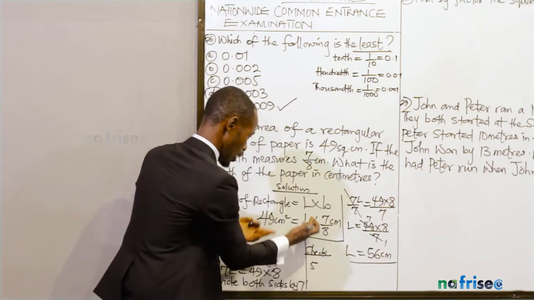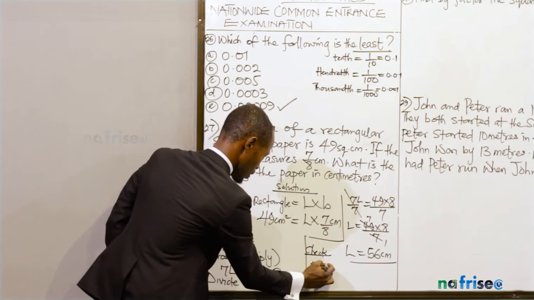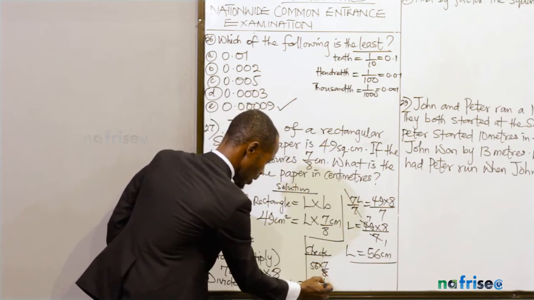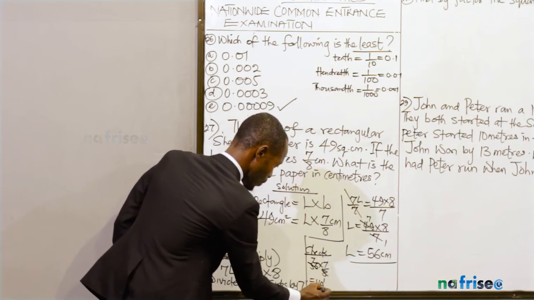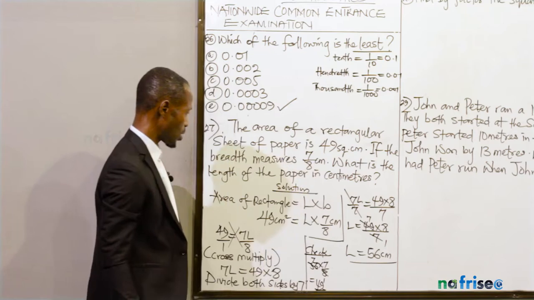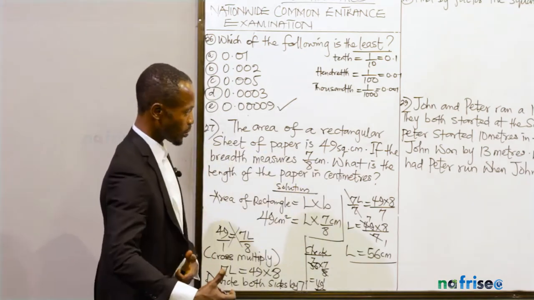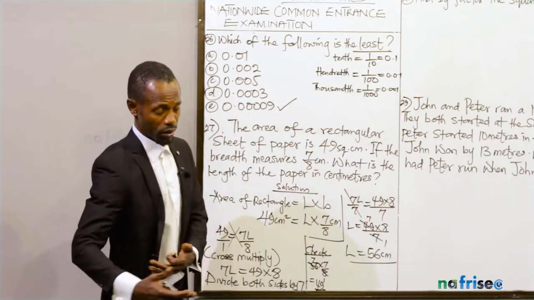56. Since you say length times breadth, 56 times, are you ready? 7 over 8 means that 8 here 1, 8 here 7. 7 times 7 equals what? 49. So that's the way you go about it. They'll give you the area. They will expect you to get the length or the breadth in some cases.